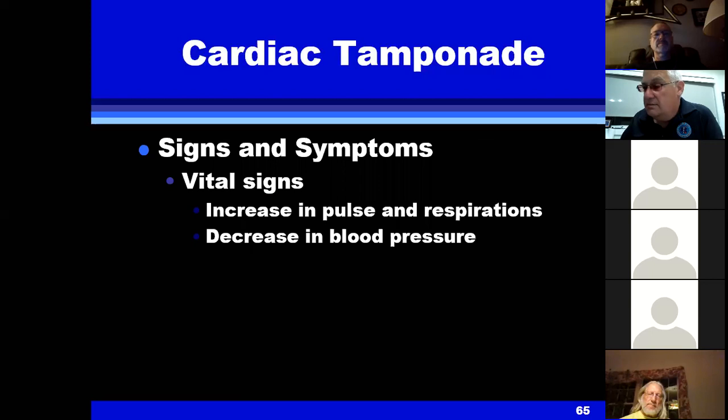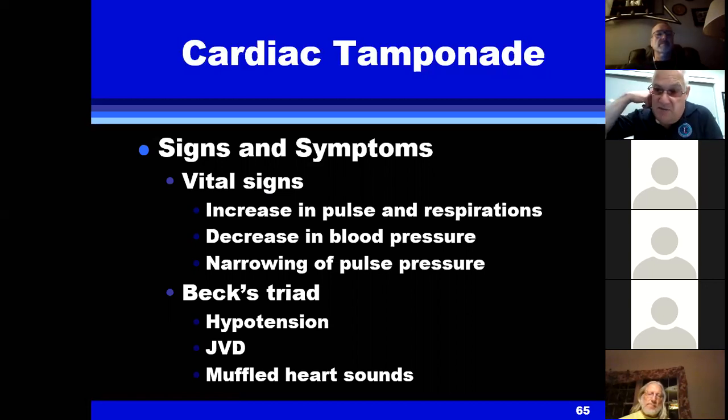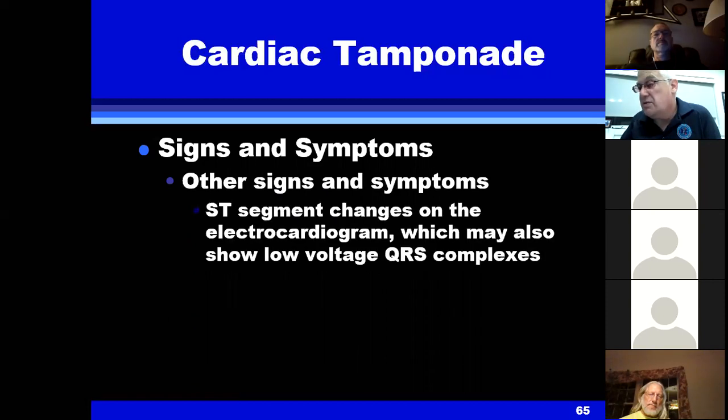Okay, so again, there's a lot of different things we can talk about, but there's the classic, what they call Beck's triad. Dr. Beck picked out the 3 things that he identifies. So the blood pressure is low because the ventricles can't fill up. They get JVD because the venous blood can't empty because the heart can't expand, and the heart sounds become muffled because of the fluid around the heart and stuff like that.